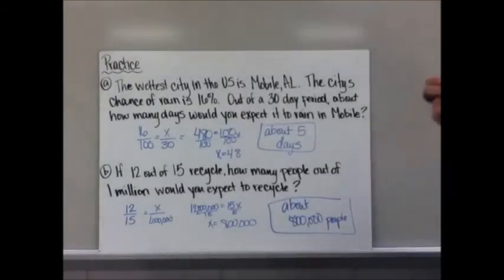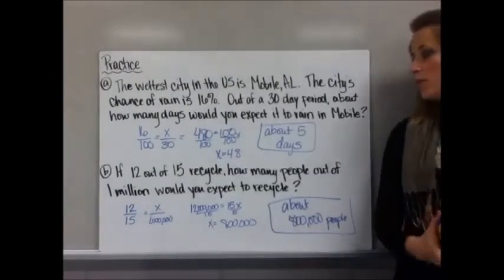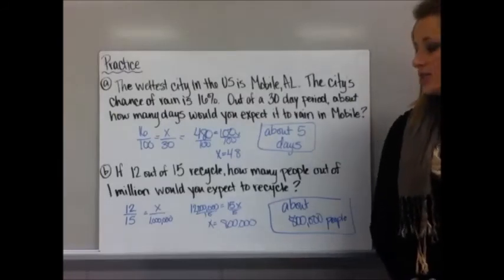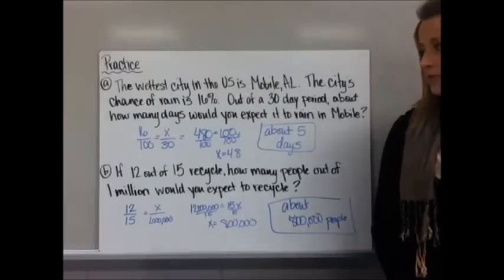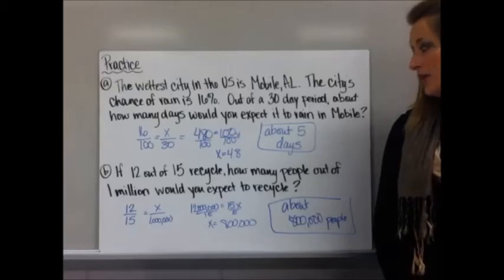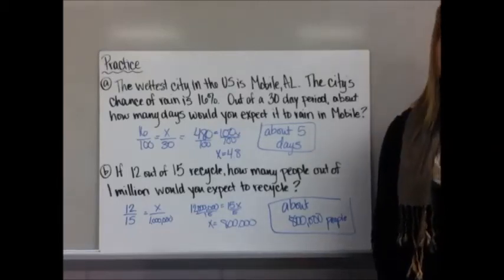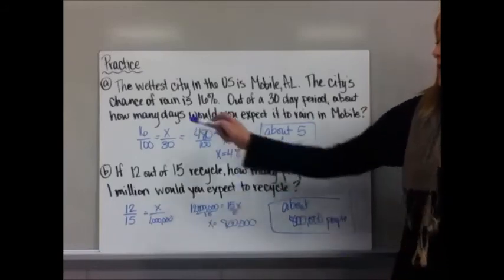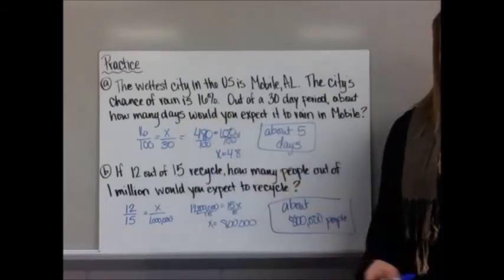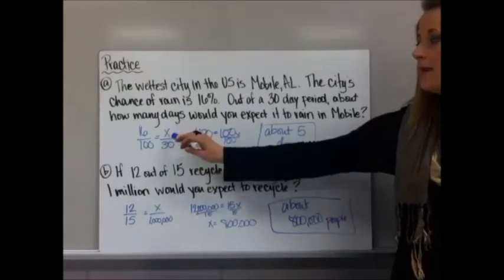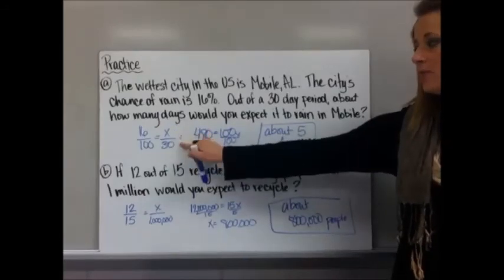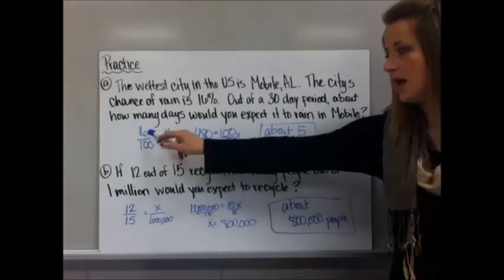Okay, part A says the wettest city in the U.S. is Mobile, Alabama. The city's chance of rain is 16%. So out of a 30-day period, about how many days would you expect it to rain in Mobile? So I converted 16% to the ratio of 16 out of 100. And how many out of 30? So I've set my proportion up, then I'm going to cross multiply.